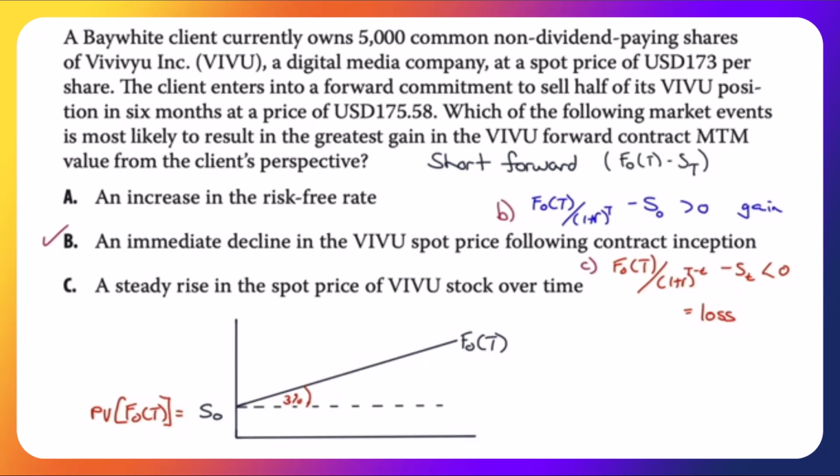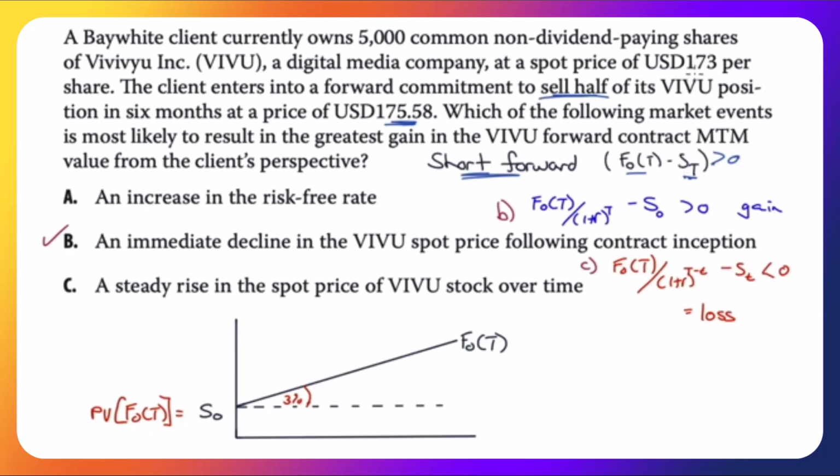A couple of things to point out here. We're selling half the shares, so we have a short forward. It's the first thing we have to realize. If we tried to solve this using a long forward, it would have been a little bit puzzling. We have a short forward, so at expiration, as long as this term is greater than 0, we are in gains, right? That is the forward contract price of $175.58. As long as the stock price at expiration ends below that, we are in gains, and at any time from contract inception to contract expiration, depending on what changes, we may be in gains or losses.